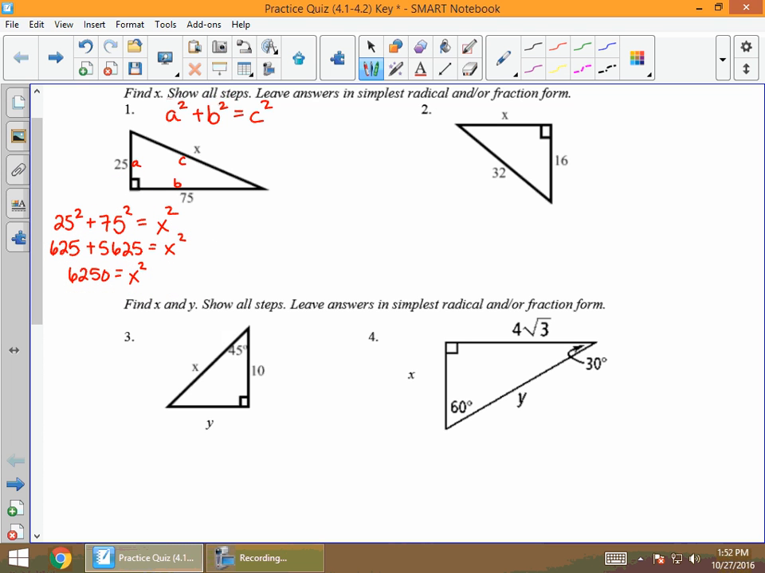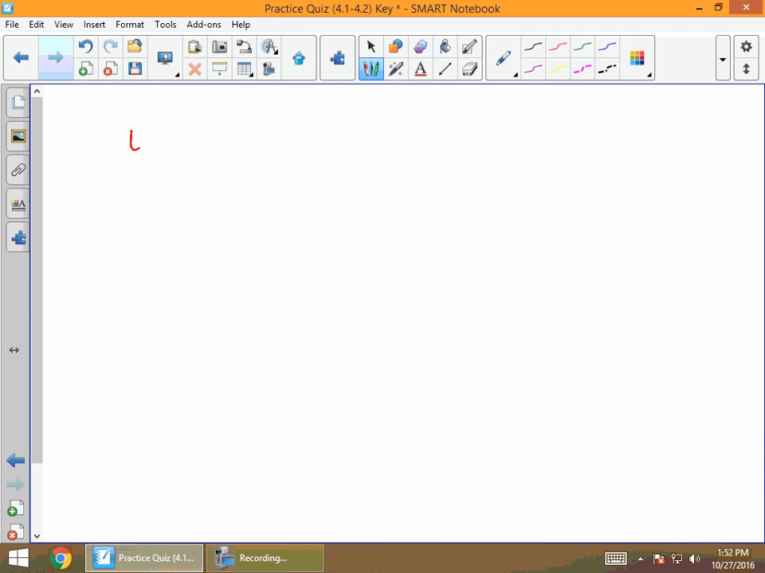So that means x is going to be the square root of 6,250. I have to simplify that, and I'm going to need a lot more room for that. So I'm going to actually click over to a new page. All right, 6,250. I'm trying to find this square root. So I'm going to do a factor tree. This is 625 times 10. And this is 25 times 5, and 10 is 2 times 5.